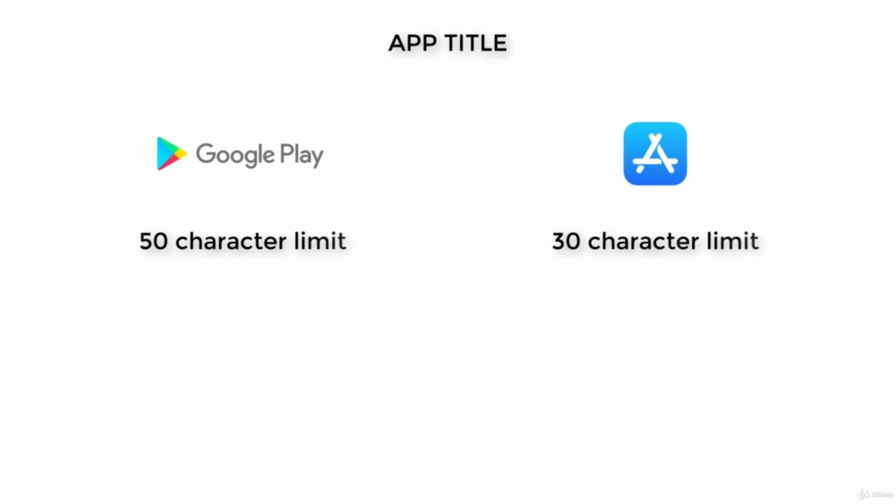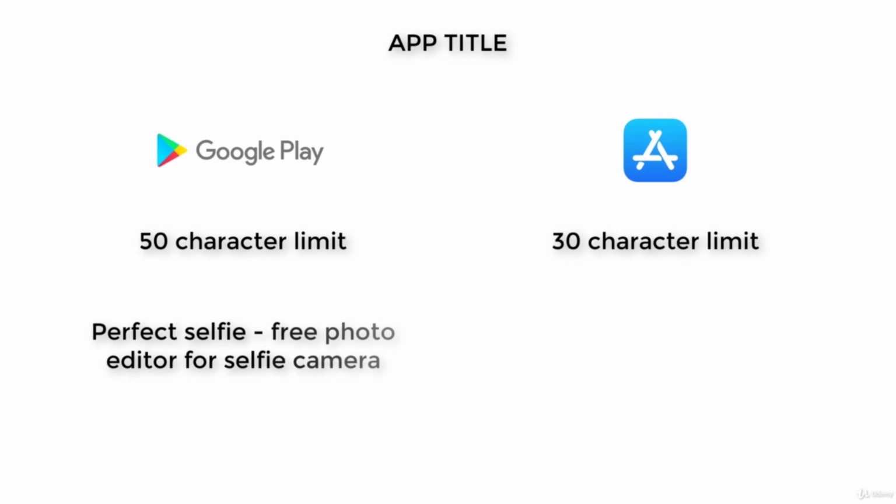After all of the research, we decided to choose the title Perfect Selfie, Free Photo Editor for Selfie Camera. It has 50 characters, which is the maximum for Google Play. For Apple App Store it's 30 characters, so we would use Perfect Selfie, Free Editor.